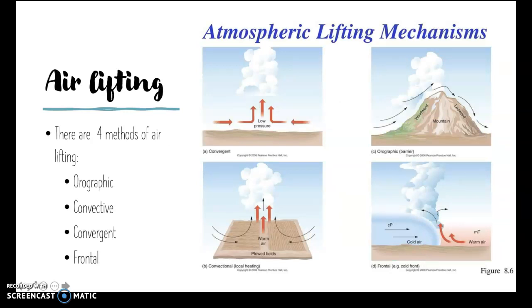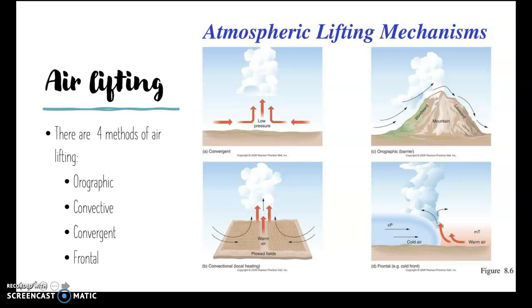Now I'm going to be talking about airlifting. There are four different methods of airlifting, and those are orographic, convective, convergent, and frontal. Picture A is a picture of convergent airlifting. This is when air comes in from multiple directions, and it causes that air to be pushed upward.